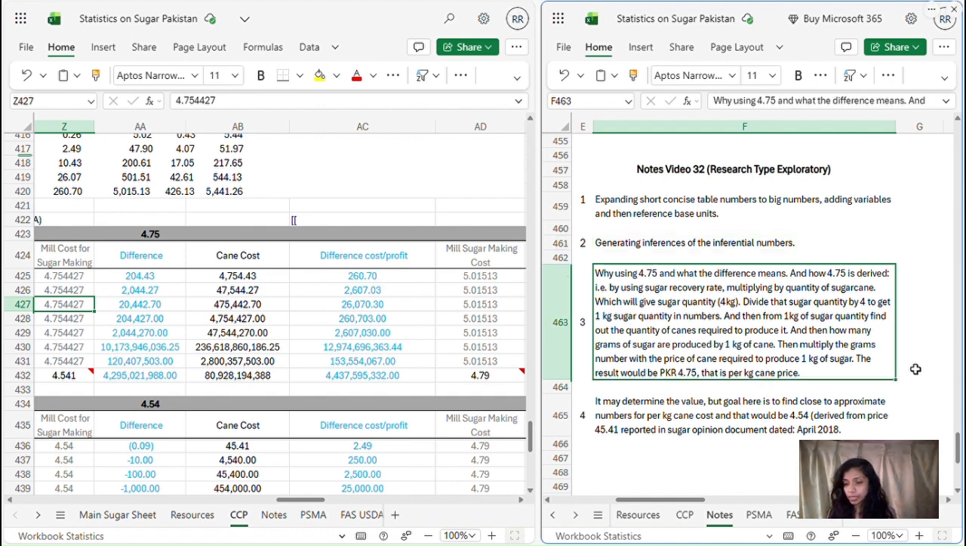Point number 3: why using 4.75 and what the difference means, and how 4.75 is derived. That is by using the sugar recovery rate multiplied by the quantity of sugar cane, which will give the sugar quantity of 4 kg. Divide that sugar quantity by 4 to get 1 kg of sugar quantity in numbers, and then from 1 kg of sugar quantity find out the quantity of cane required to produce it, and then how many grams of sugar are produced by 1 kg of cane. Then multiply the grams number with the price of cane required to produce 1 kg of sugar. The result would be PKR 4.75, that is the per kg cane price.